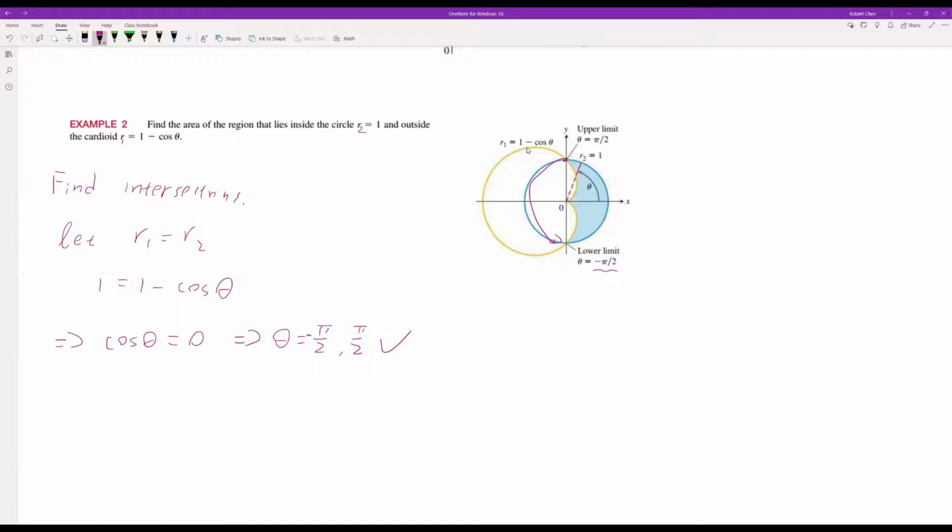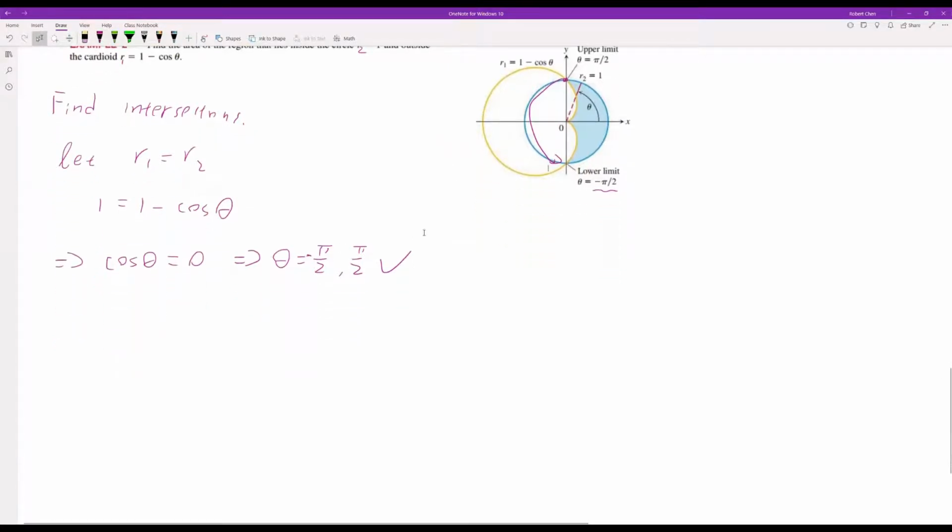Right, so you want to make sure to be very careful with your limits of integration. All right, now that we know the bounds from negative pi over 2 to pi over 2, we can apply the formula. Okay, let's take a look at the area formula.